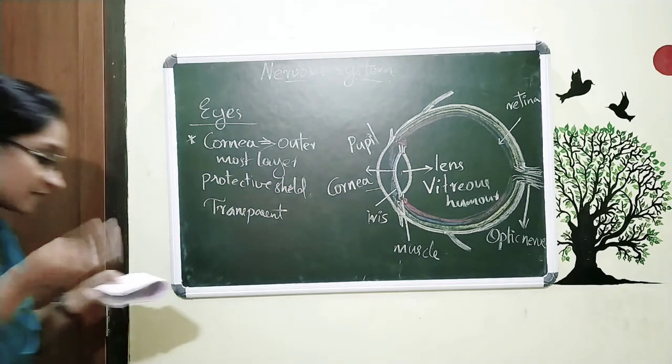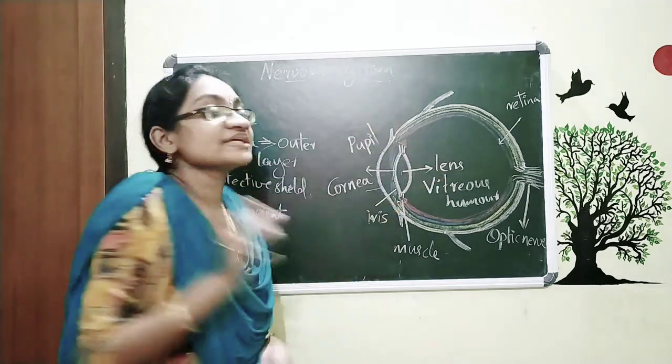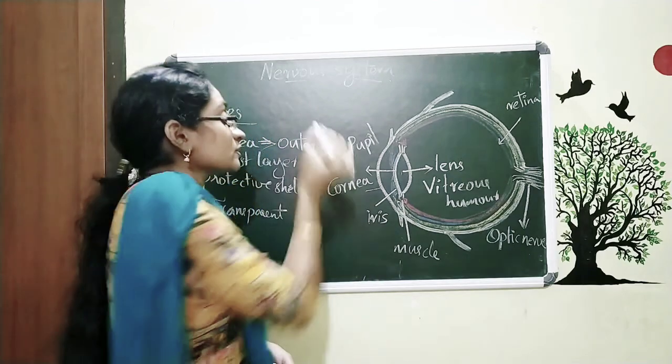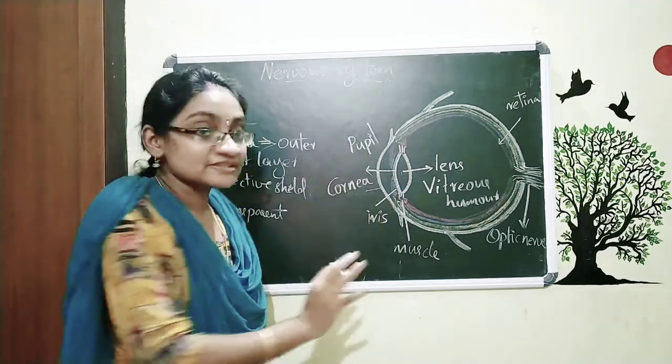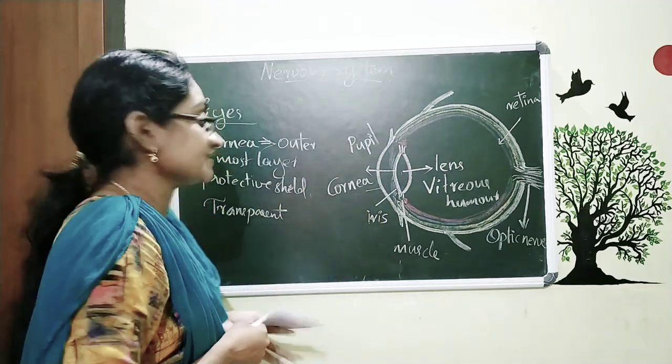So we can say the front part of our eye has a transparent layer called the cornea. That is the first part.